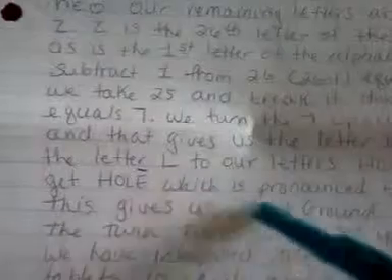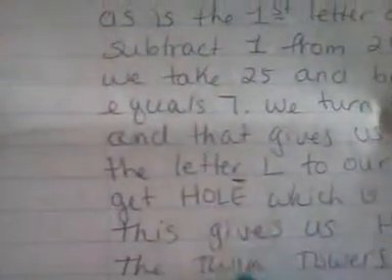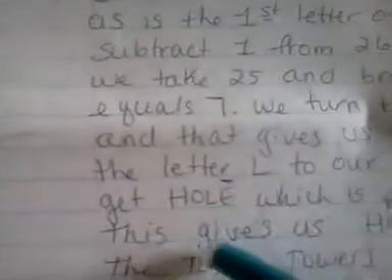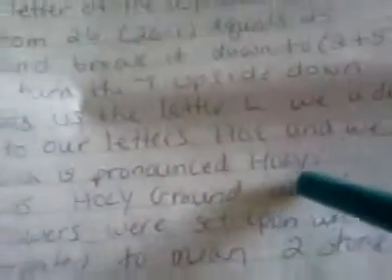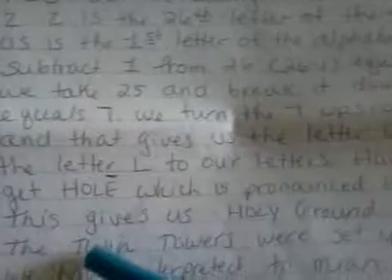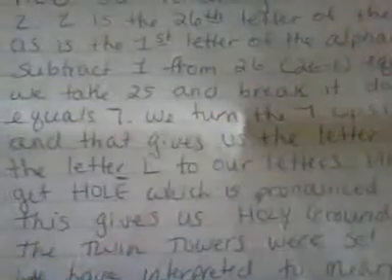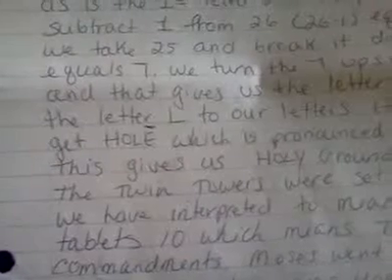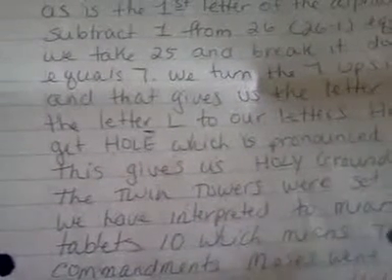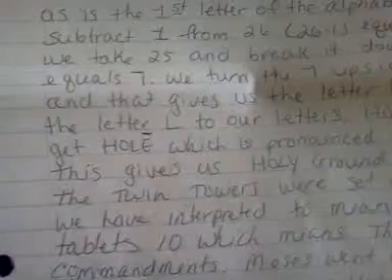We add the letter L to our letters H-O-E, and that gives us H-O-L-E, which you pronounce with the E straight out, so this is not whole, but this is holy. We add that to the word ground that we kept from ground zero, and this gives us the word holy ground, which the twin towers were set upon, which we have interpreted to mean the 2 stone tablets, 10, which means the 10 commandments.